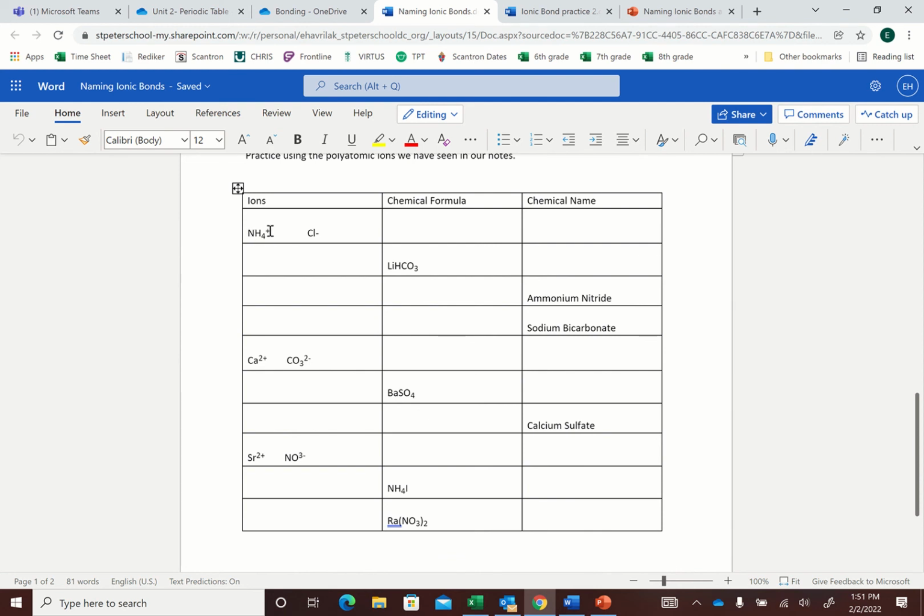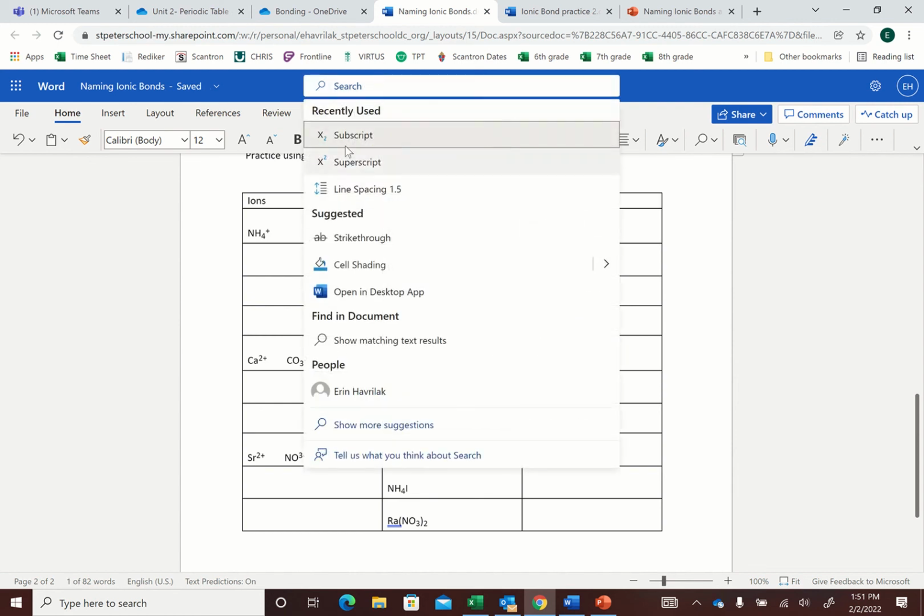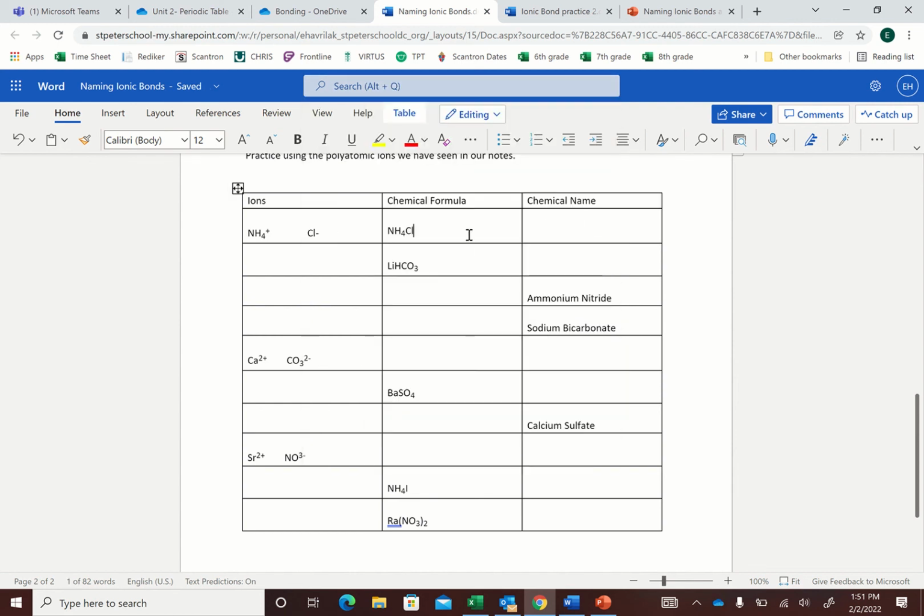So for this first one, I have NH4, which if we go back, that was ammonium. That was a +1 charge. Chlorine is a 1- charge. Those even out. So I can write them as NH4, and I have to reach up here to make it a subscript, because that's what ammonium is, and then Cl. I can make that a regular size. It's a little bit harder on the computer. You might want to write these and just take a picture.